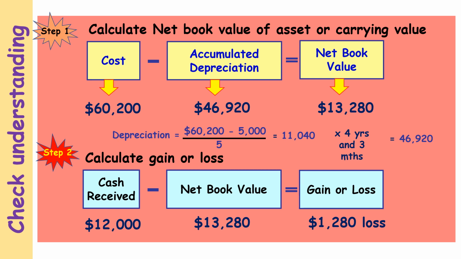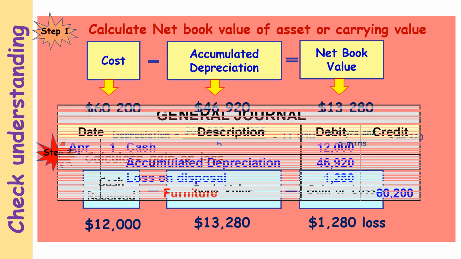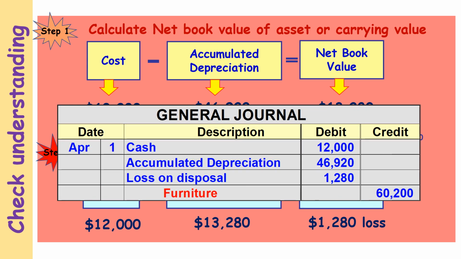So here is the journal entry. On April 1st, cash will be debited $12,000. Accumulated depreciation will be debited to remove that, and since this is a loss on disposal, and a loss is debited, the furniture account, which is the asset account, will be credited to remove this asset from our books. Now this is how we calculate the gain or loss on disposal.